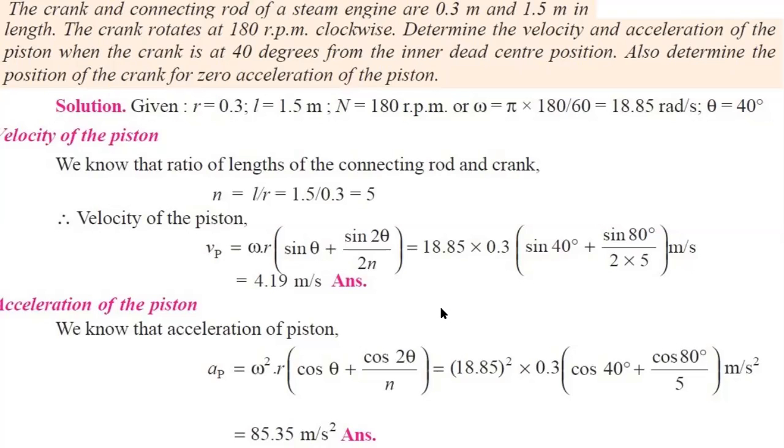Next we need to calculate the acceleration of the piston. The formula for acceleration of the piston we already derived in the previous video. In this we can substitute theta as 40 degree, R the crank radius, omega the angular velocity we know, and n is 5. Substitute all the values and you will be getting the answer.